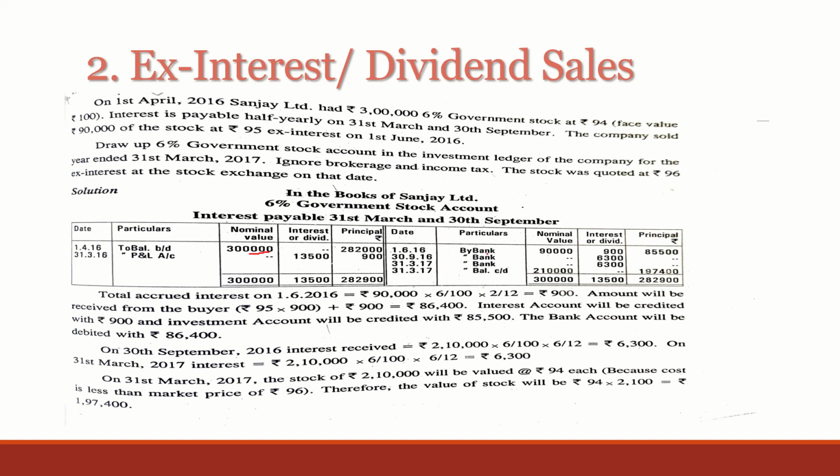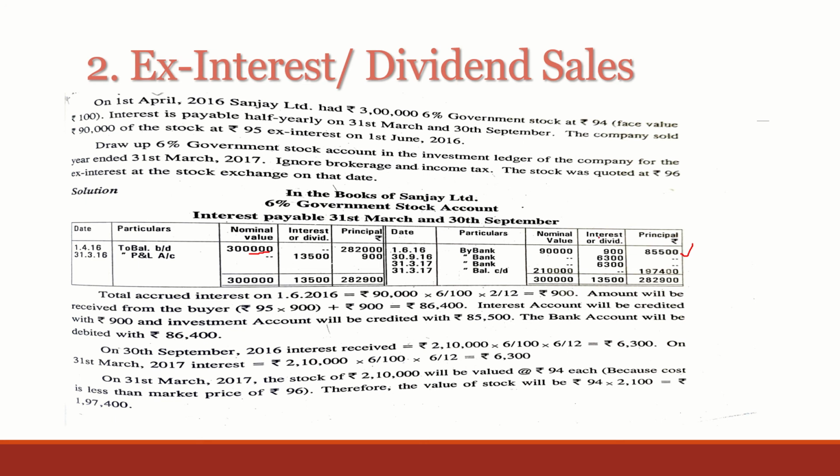What is the nominal value? Rupees 90,000. So that means 900 government stock of rupees 100 each. So 900 numbers are sold. And what will be the principal value? 900 government stock are sold at the price of rupees 95 x interest. So the amount will be 900 into 95, which is 85,500. Now it is sold as x interest, so it is clear that we will not deduct the accrued interest amount from the principal amount. Okay, so we will write the principal amount as such.